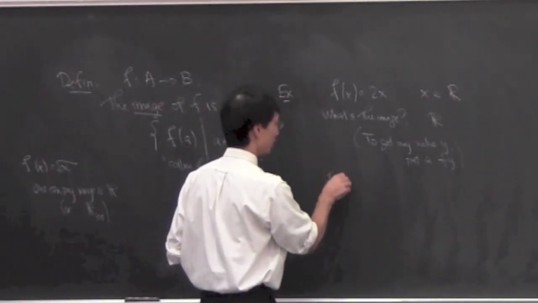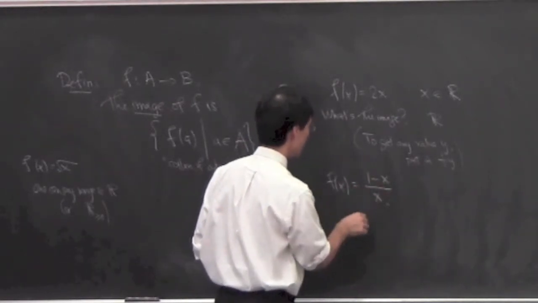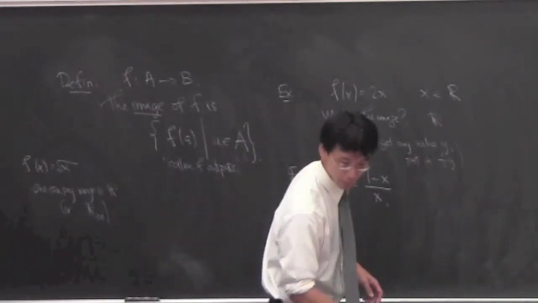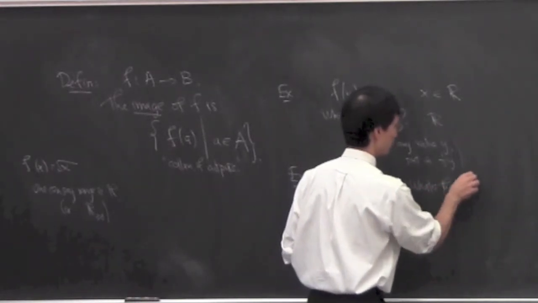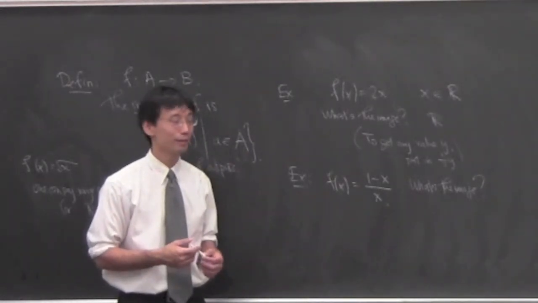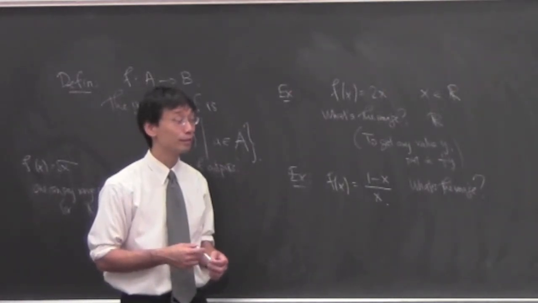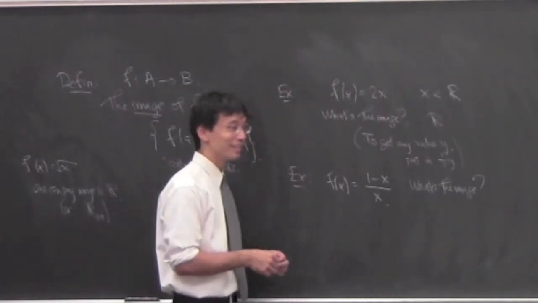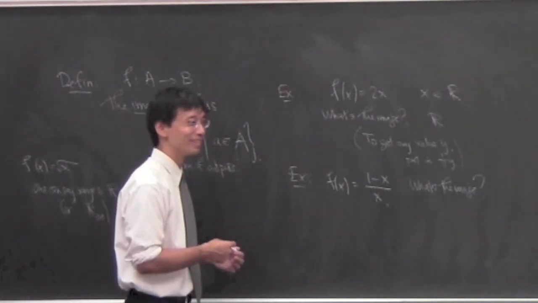Okay, f of x, here's a tricky one. f of x is equal to (1 minus x) over x. What's the image? What can you get out of this guy? All real numbers that aren't zero. That's wrong. How do you know it's wrong? Did you read my face? No, it's not.